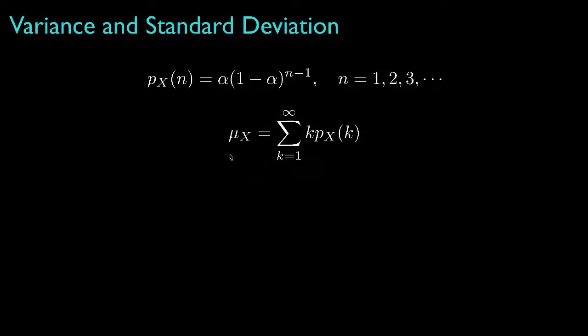Now, the mean for this random variable is the sum of each value in the range, which is the positive integers from 1 to infinity, times the probability that the random variable takes each of those values, which is determined by the probability mass function.